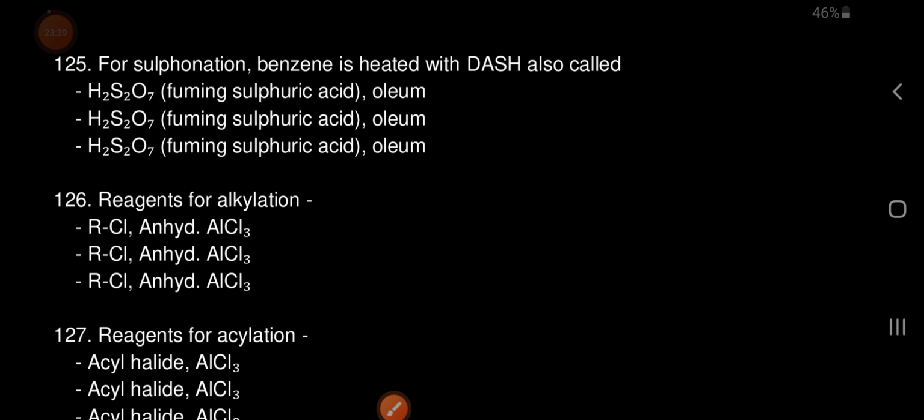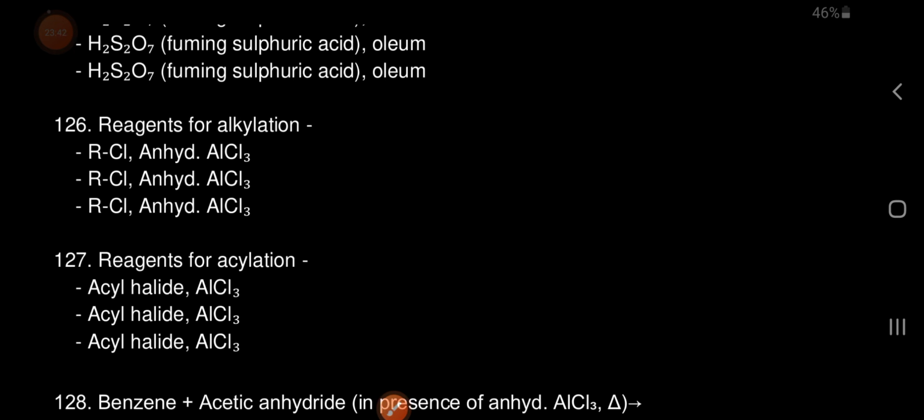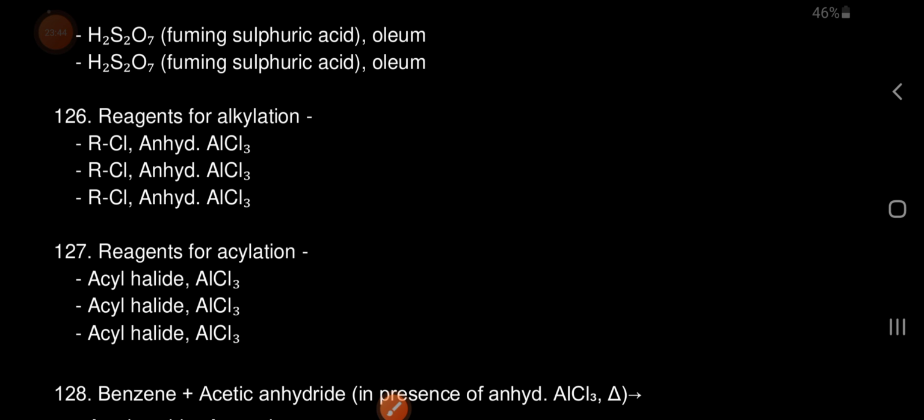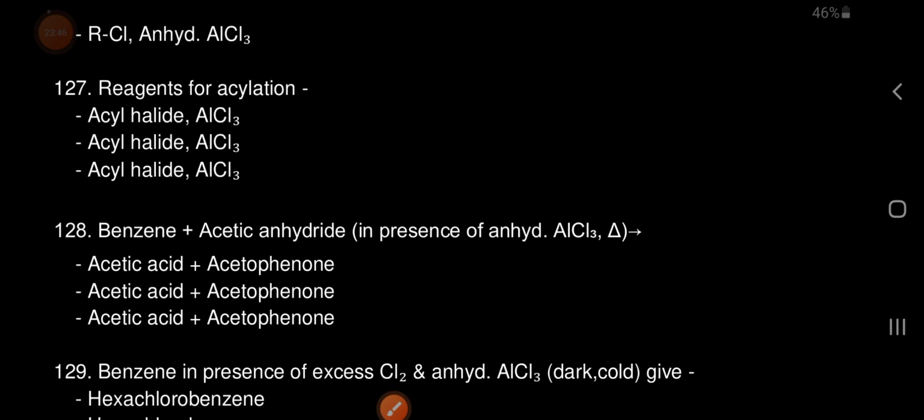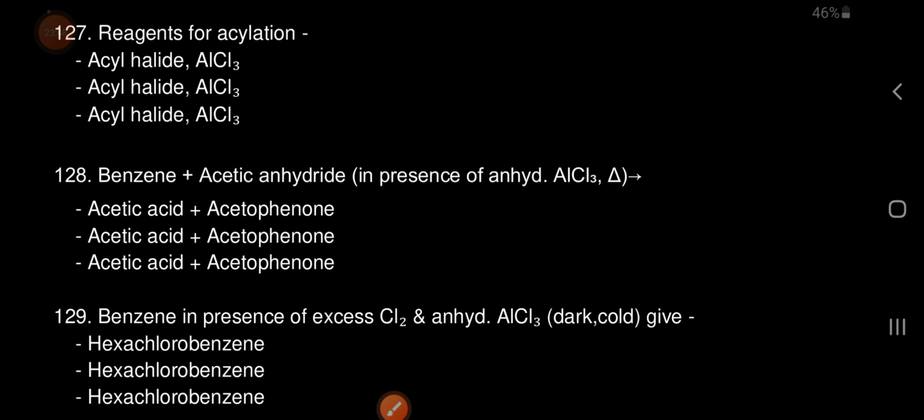Reagents for alkylation are RCl and anhydrous AlCl3. Reagents for acylation are acyl halide and AlCl3. Benzene plus acid anhydride in presence of anhydrous AlCl3 with heat gives acetic acid plus acetophenone.